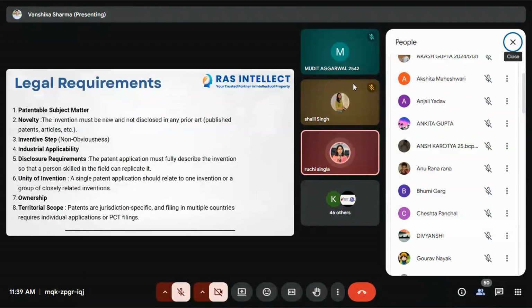For that, whatever you think of protecting, whatever research statement you are working on, whether you are working on any genetically modified microorganism or any hybrid plant, what you have to do is just search over Google Patents about the idea which you want to get protected, so that you can have a prior idea whether your invention is patentable or not.